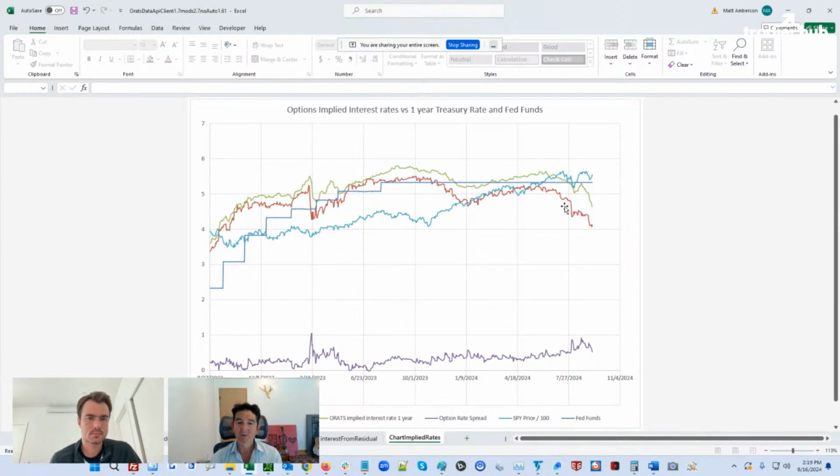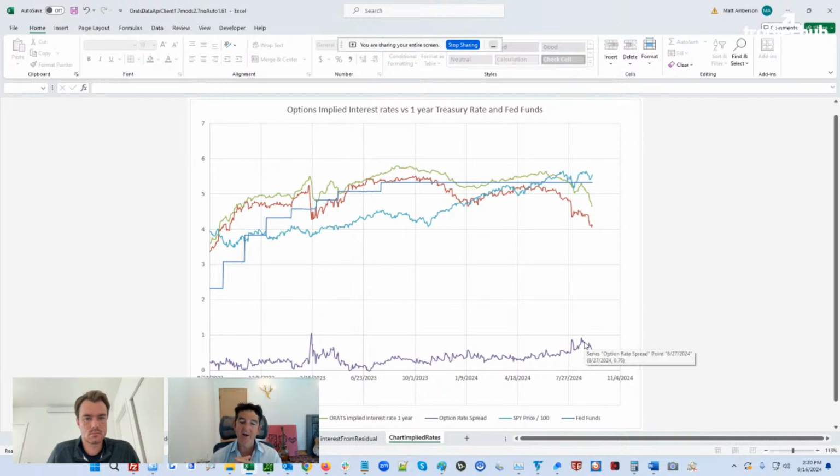So I think this is really cool to see over time what the implied rate has been compared to the 1 year treasuries. The 1 year implied rates, and we talked about before, they've been coming down. This is a couple of weeks ago, when I updated it. But I think it's interesting to watch this spread.